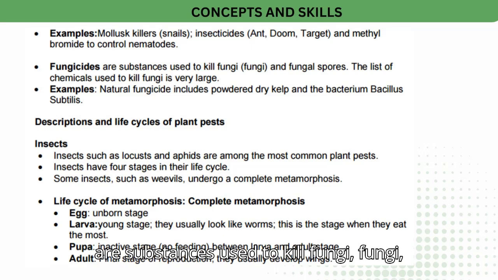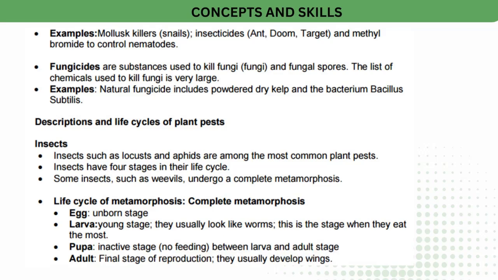Fungicides are substances used to kill fungi and fungal spores. The list of chemicals used to kill fungi is very large. Examples: natural fungicide includes powdered dry kelp and the bacterium Bacillus subtilis. Descriptions and life cycles of plant pests.